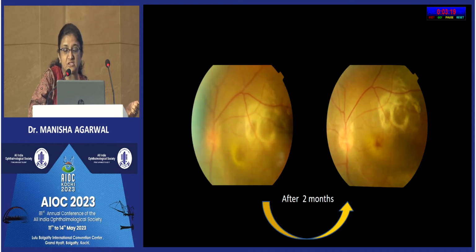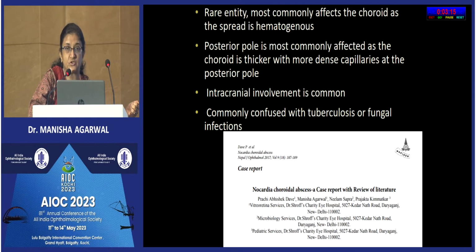After 2 months, the child started responding to this treatment, and you see that there is a beautiful regression of the entire subretinal fluid. So, when we reviewed the literature, we realized that this is a rare entity, most commonly affecting the choroid, as the spread of this infection is hematogenous. The posterior pole is most commonly affected, as the choroid is thicker with more dense capillaries at the posterior pole. And the intracranial involvement is very common, and it's commonly confused with tuberculosis or a fungal infection.